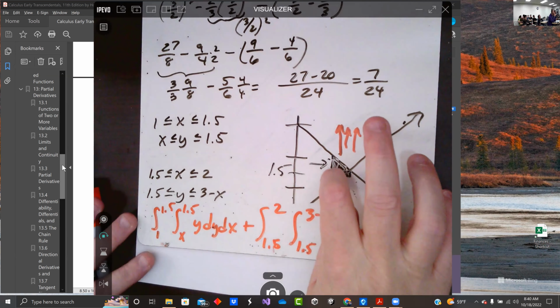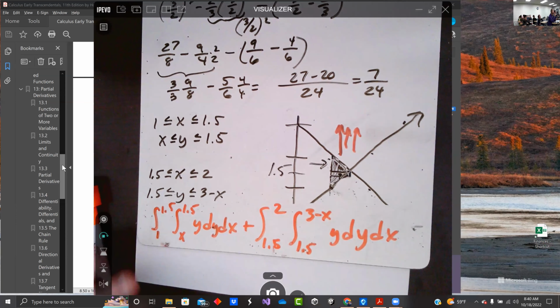These are the types of problems that are really good to draw out, because this could determine how much work you actually end up putting into your area and volume integrals.